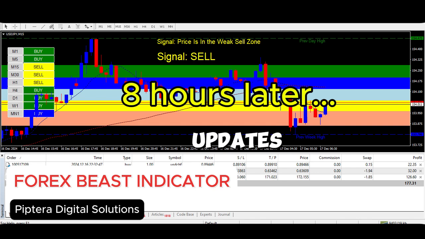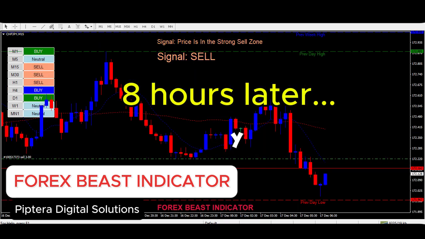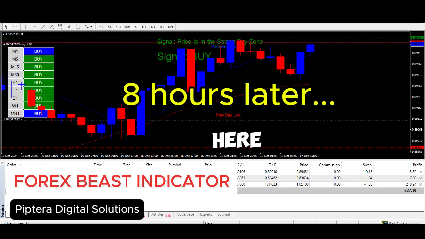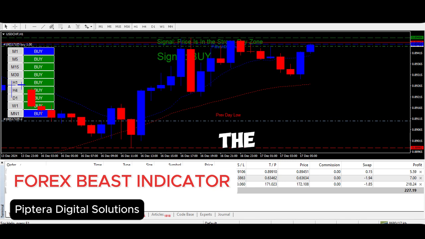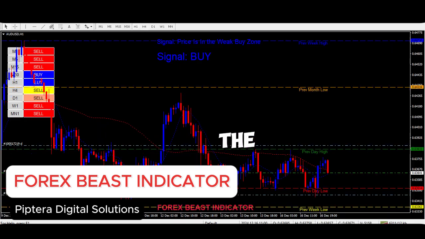Now here are the updates for the above two trades and one more extra bonus trade on the CHF-JPY pair. As you can see here, USD-CHF experienced a pullback after we took the buy trade for about 6 good hours. But after that, the price chose to make a U-turn, and now we are in profit. The reason for that delayed profit was because we entered the trade when the price was near the previous week high, which then acted as a strong resistance level and pushed the price downward before it resumed its original upward trend. The second trade taken was the Australian dollar to US dollar.